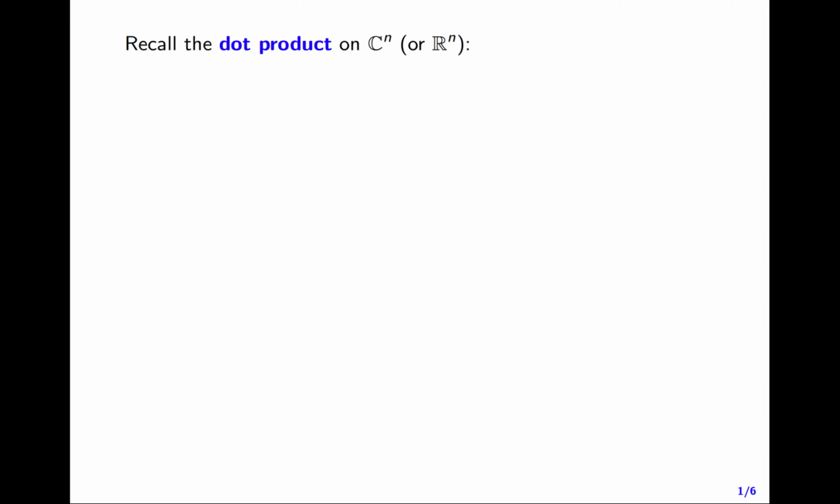We'll start out with the finite dimensional example. Let's talk about the dot product on Cn or on Rn. So we'll take vectors x, which will have entries x1 through xn, and y, which will have entries y1 through yn, and they'll be n-tuples of real or complex numbers. And then we'll put x dot y to be the following quantity: the sum from k equals 1 to n of xk times the complex conjugate of yk.